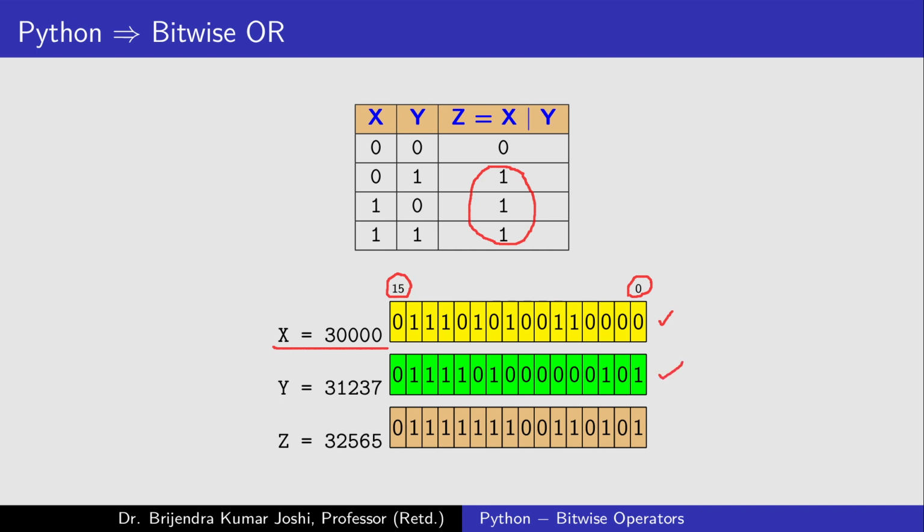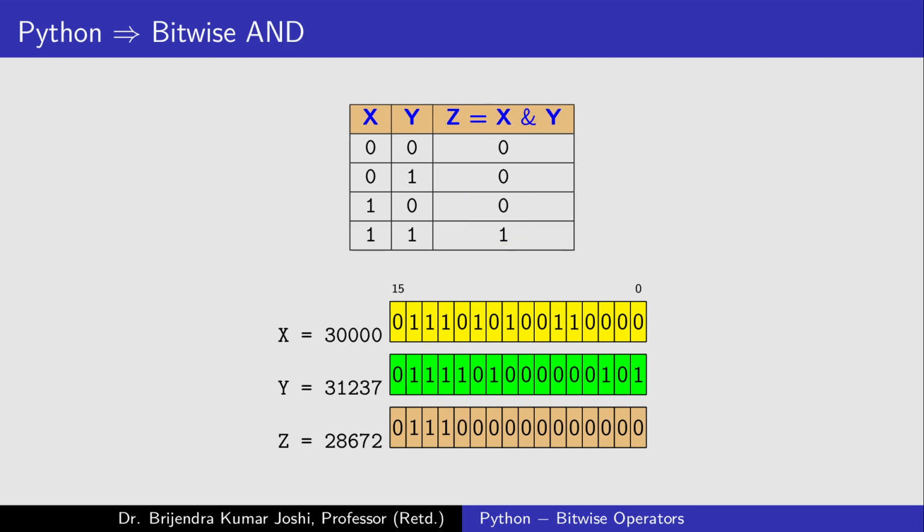Now, if we take the bitwise OR, here it is 1, so the result would be 1. Here both the inputs are 0, so the output would be 0. Here both the inputs are 1, so the output is 1. Likewise, you can verify that the bitwise OR of x and y in this case would be 32,565.